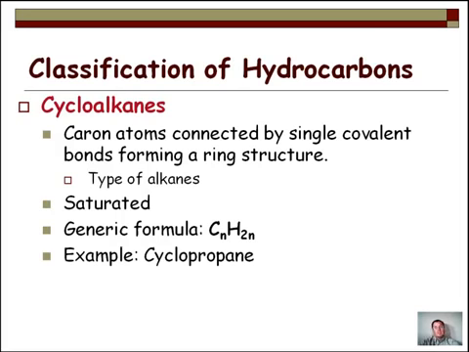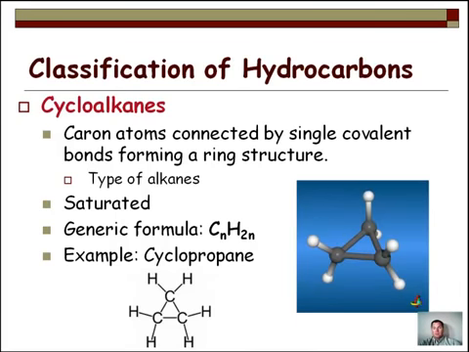Example, cyclopropane. Here we've got 3 carbons, 1, 2, 3. They're in a ring here, and since we have 3 carbons, it should be 6 hydrogens: 1, 2, 3, 4, 5, and 6. And there's a picture of it as well. So both alkanes and cycloalkanes have single bonds.